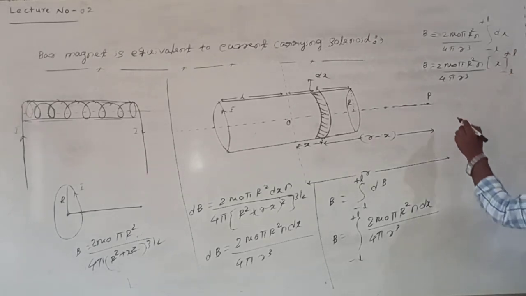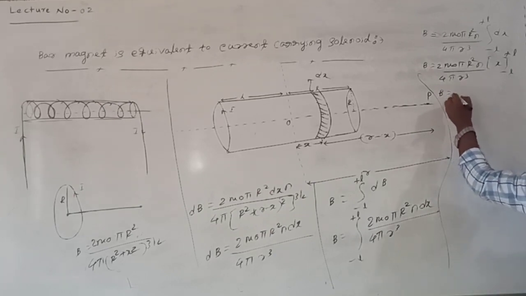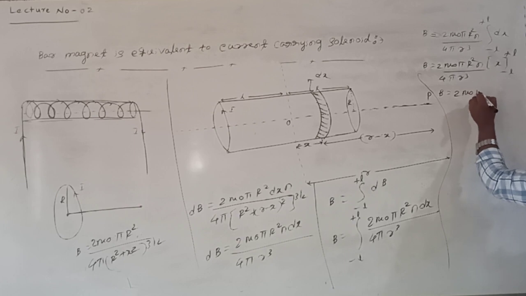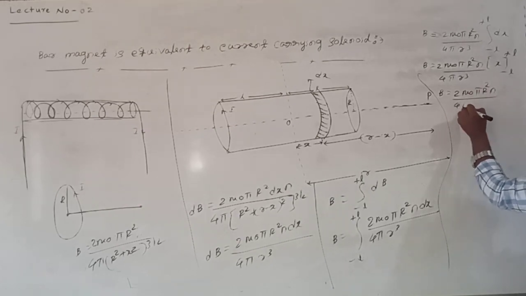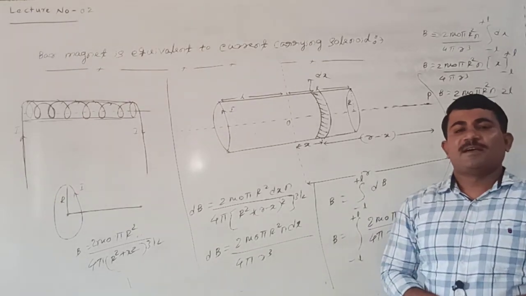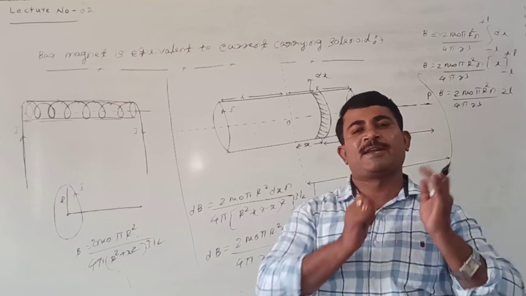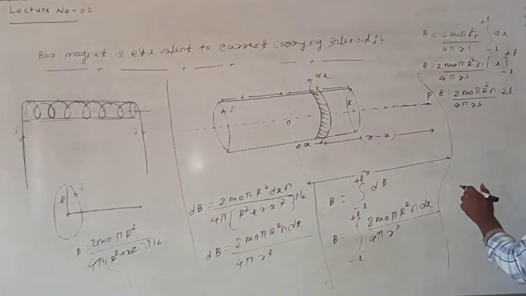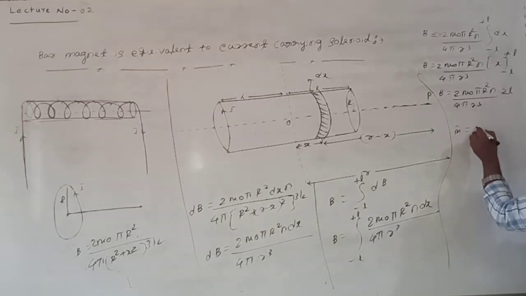How does this value become B then? Look at me. B is equal to 2 μ0 π r square n whole divided by 4π r cube, and this one becomes 2L, right? Already we found how to define magnetic dipole moment in the case of a current carrying coil. In the case of a current carrying coil, magnetic moment is equal to the product of current into area.